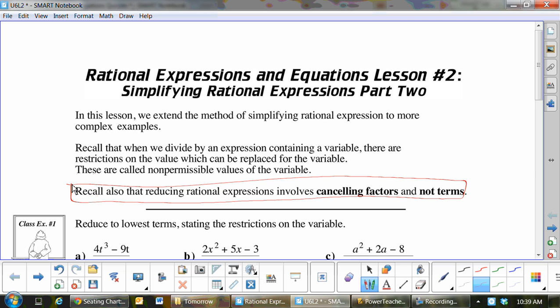So, what am I trying to say here? What if you had (A + B) over A, and you cancel those. Is that allowed? No. You can never cancel terms.